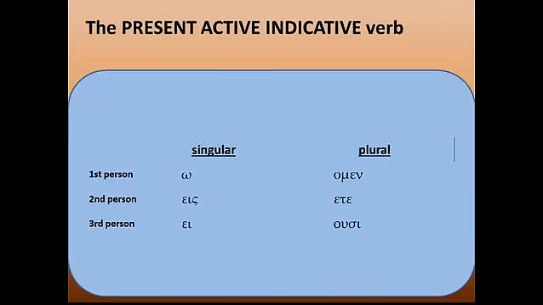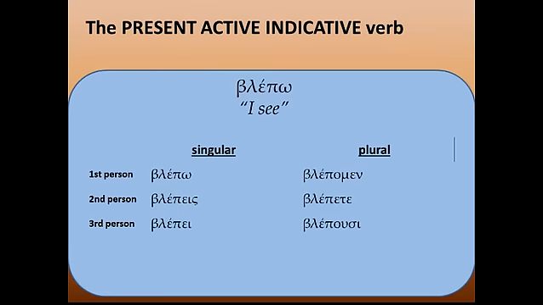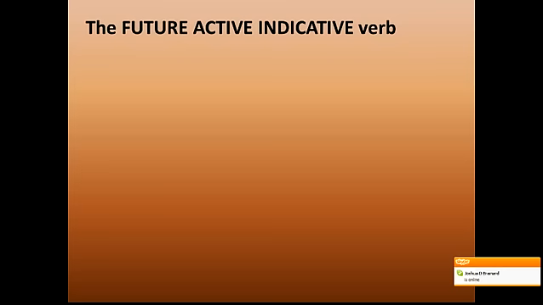Well, let's take these same endings now. They are personal endings for the present active indicative, not merely for the verb luo with the stem lu, but for other verbs as well. So we're going to take the verb blepo, which means I see, and you'll see the stem blep throughout, but again you will see those endings. O, ace, a, amen, ete, use.